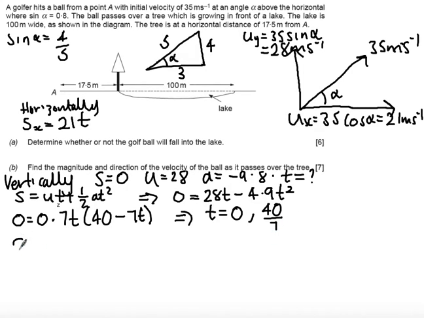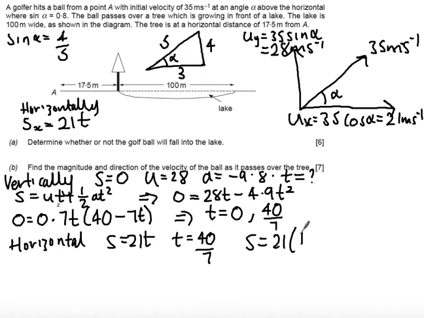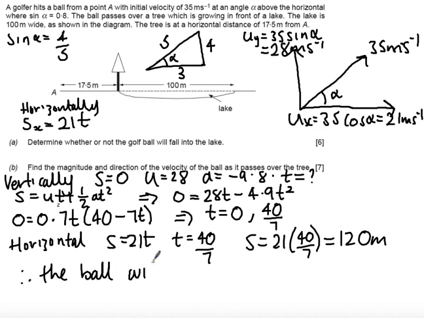So now the distance travelled, let's go back to horizontally, so that we can identify that. S equals 21t and t equals 40 over 7. So S will be 21 times 40 over 7, which gives us 120 meters. Now looking back at our diagram, the range is 121 meters and this length is 117. Therefore, the ball will not land in the lake, or the ball will clear the lake.